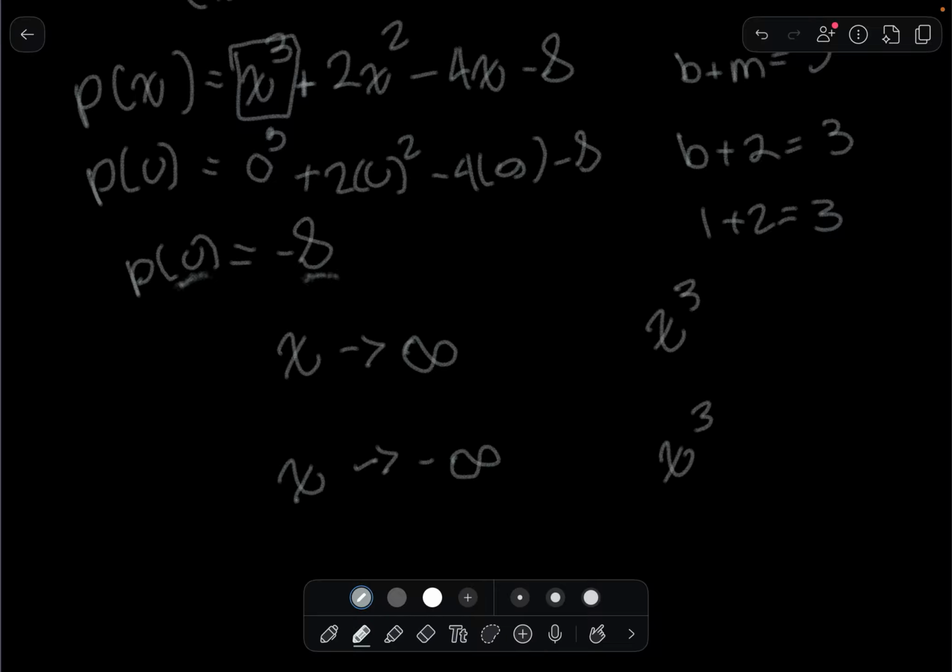So what happens as our input into x cubed goes to infinity? x cubed also grows to infinity. So p of x, our function, is going to grow to infinity. But what happens when we input a really small number into x cubed, like -1 million, -1 billion, -1 trillion, etc.? Our polynomial is going to become very, very negative. So as x goes to infinity, our function is going to go to infinity, and as x goes to -infinity, our function is going to go to -infinity.